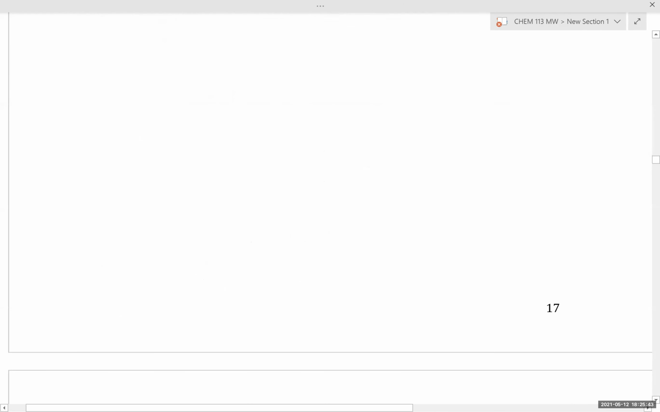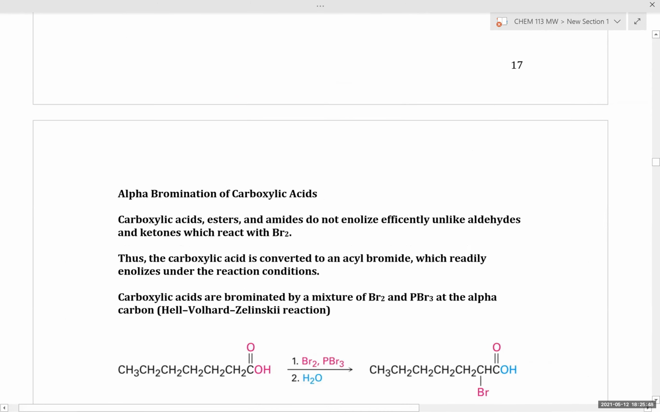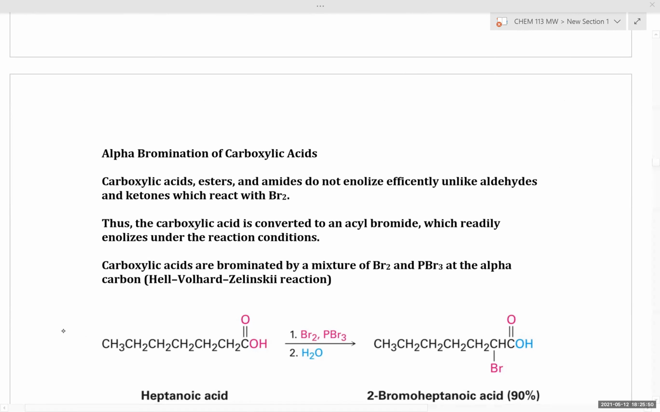Okay, so let's keep going then, and let's talk about the alpha bromination of carboxylic acids. And this mechanism is fundamentally different than the patterns of reactivity for ketones and aldehydes. And that really stems from the fact that carboxylic acids have a highly acidic proton. So carboxylic acids, esters, and amides do not enolize efficiently.